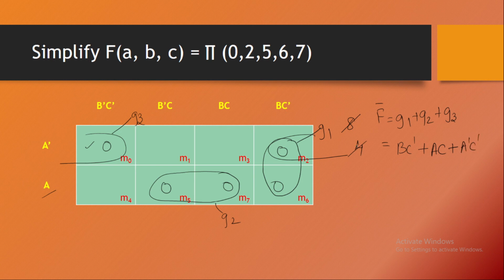So now I got F complement. I need to find out what is F, which is nothing else but (BC dash plus AC plus A dash C dash) the whole complement. If you apply De Morgan's theorem here, that gives you (B dash plus C) into (A dash plus C dash) into (A plus C). So that's the ultimate answer.